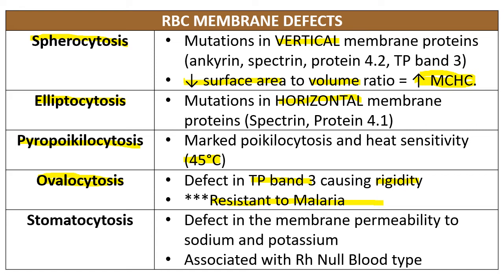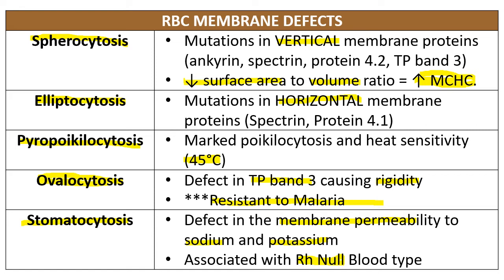And then lastly, stomatocytosis. Ang layman's term dito is lip-like RBCs, no? Mukha silang mga lips under microscope. So, anong meron dito sa stomatocytosis? It has a defect of membrane permeability to both electrolytes such as sodium and potassium. It is also associated with RH null. Ano bang ibig sabihin ng RH null? The absence of RH antigen in the RBC membrane.